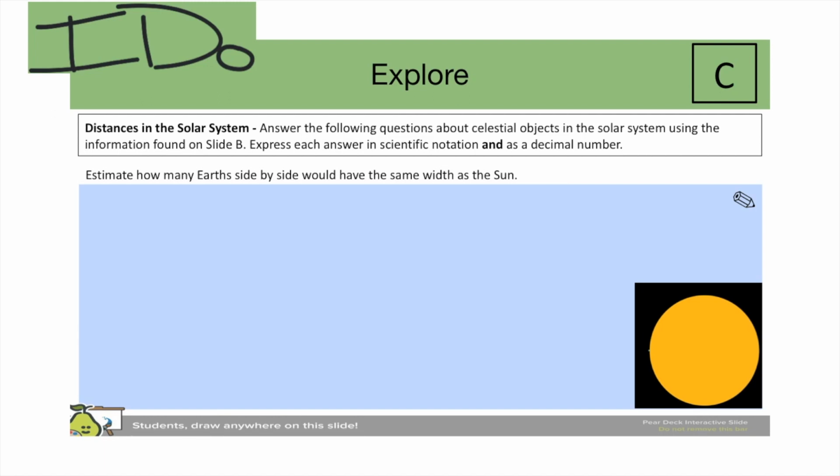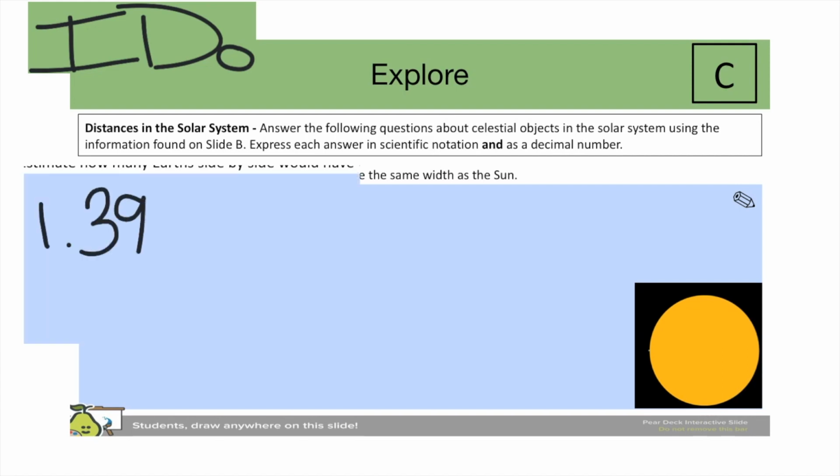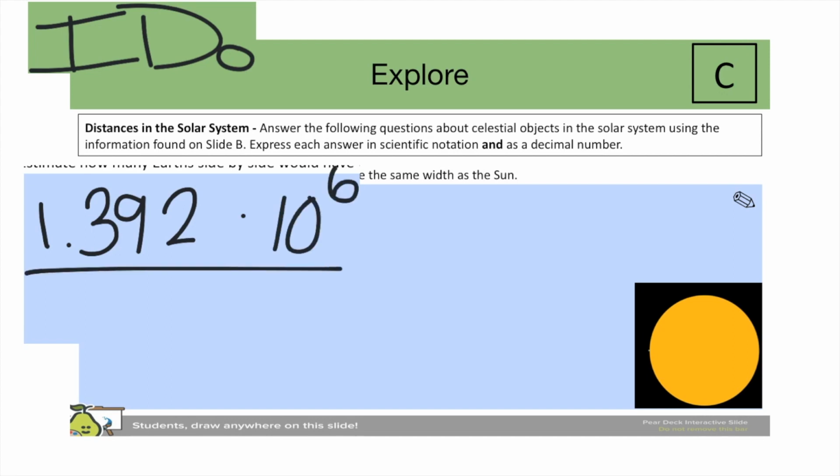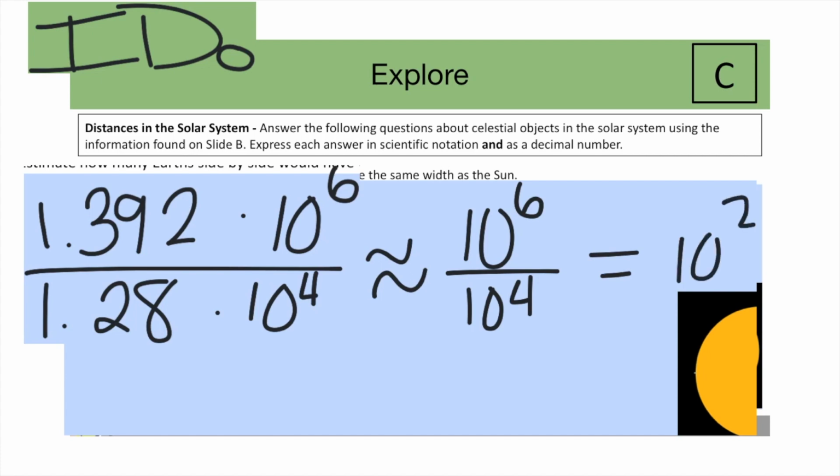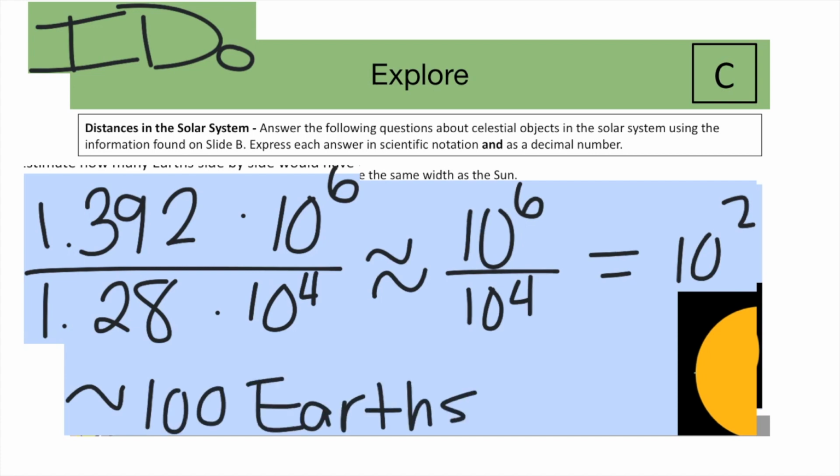So if we take the information we were given, 1.392 times 10 to the 6th power over 1.28 times 10 to the 4th power, if we reduce it to 10 to the 6th power over 10 to the 4th power, that gets us 10 to the 2nd power. And so it's approximately 100 Earths side by side to have the same width as the sun.